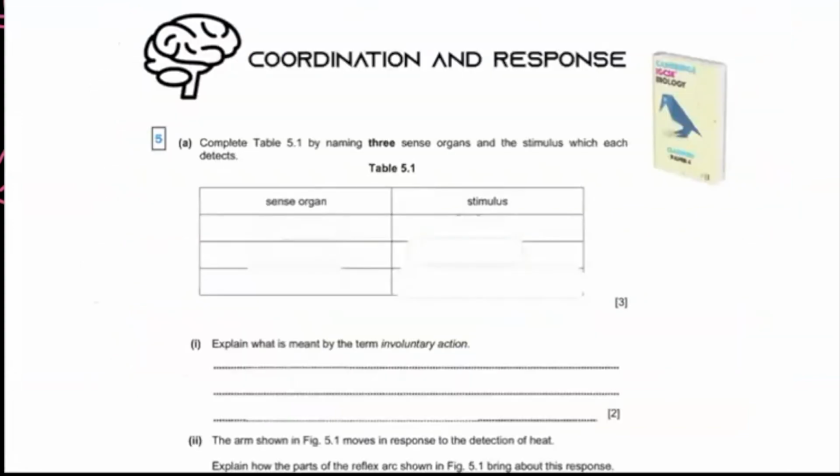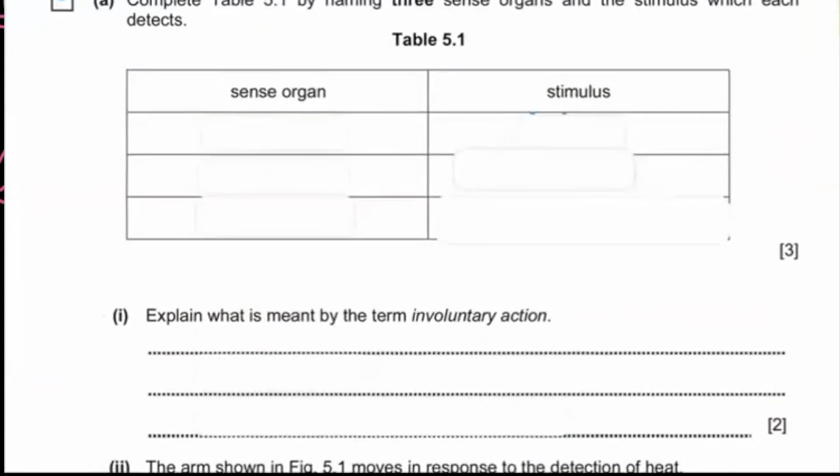Is this clear? Let's try a question. Here it says to name 3 sense organs and connect them with the correct stimulus. I can just name any random sense organ. For instance, I'm going to name the eyes. For the stimulus, I have to refer to the sort of energy that the eyes would detect. Obviously with the eye, it's going to be light energy.